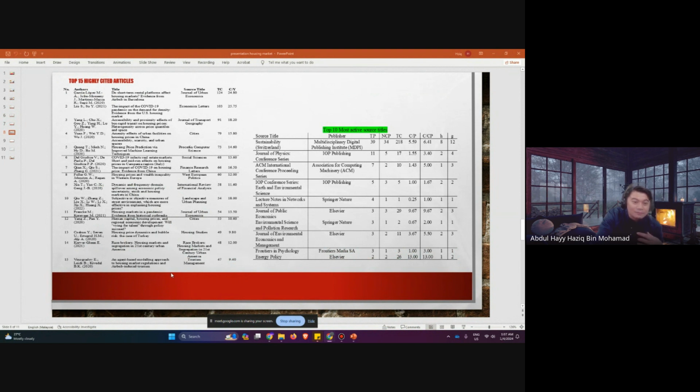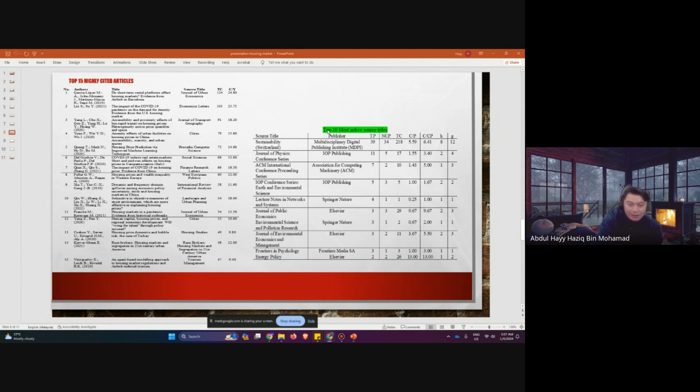And if we look at the titles here, most of them are about macroeconomics, and we can see three of the titles here are related to COVID-19. So this is also COVID-19. This is also COVID-19. So this is quite new. Even though it's new research conducted in 2020 to 2021, it already gained a lot of citations.